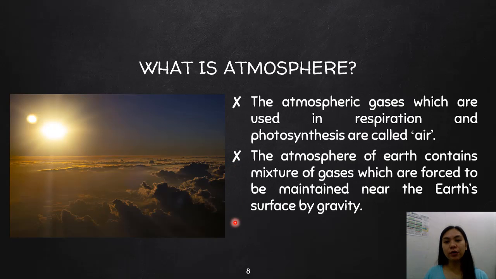The atmosphere of Earth contains a mixture of gases which are forced to be maintained near the Earth's surface by gravity. Later on, you will take a look at what gases are present in our atmosphere. But you have to take note that our atmosphere is being maintained by the gravitational pull of the Earth's core.